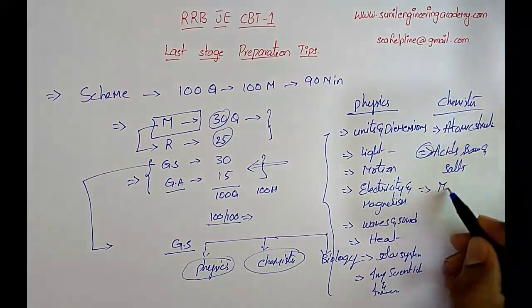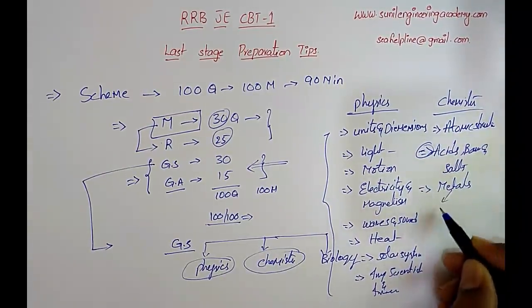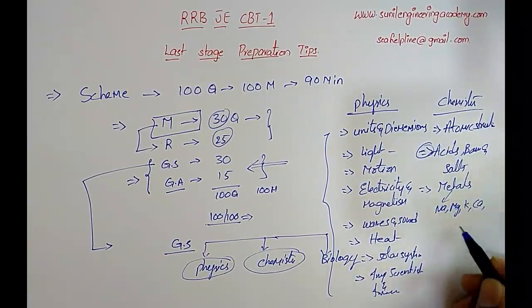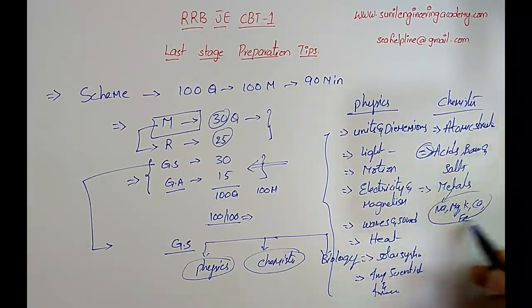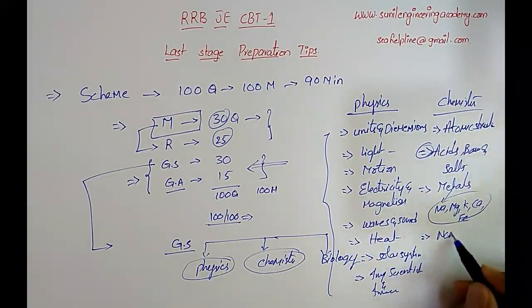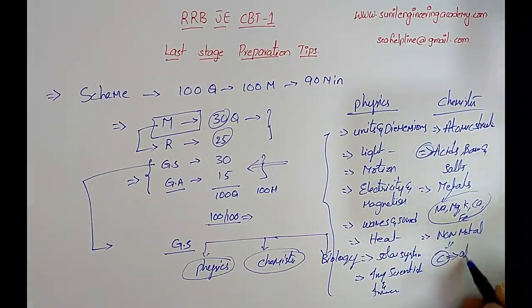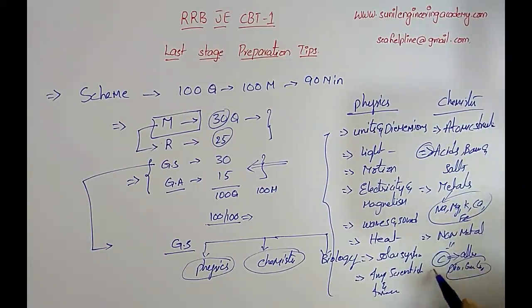And metals and non-metals. In metals, sodium compounds, magnesium compounds, potassium compounds, calcium compounds, and iron compounds. These are very important. And coming to the non-metals, carbon compounds are very important. In these carbon compounds, there are allotropes of carbon, that is diamond, graphite, and C60. These are very important. And there are several organic compounds of carbon. These organic compounds are very important.